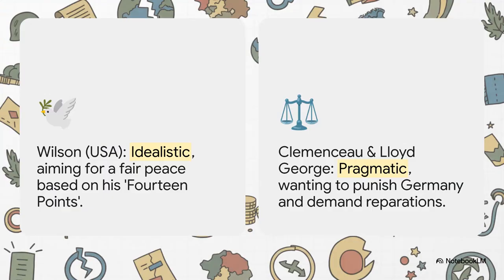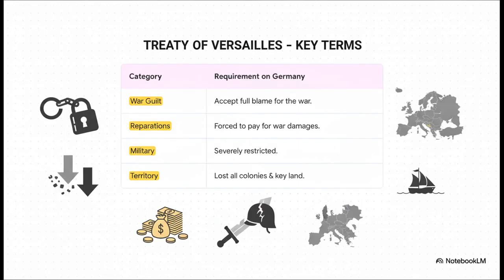And here's the core of the problem. You've got this clash of visions. On one side, you have America's President Wilson. He's the idealist, dreaming of a fair, just peace based on his famous 14 points. But then, on the other side, you've got Clemenceau from France and Lloyd George from Britain. I mean, their countries had been absolutely devastated by the war. They weren't thinking about ideals, they wanted security, they wanted revenge, and they really, really wanted Germany to pay for it all. And this is what they came up with, the Treaty of Versailles.